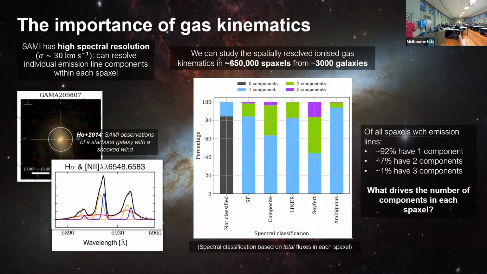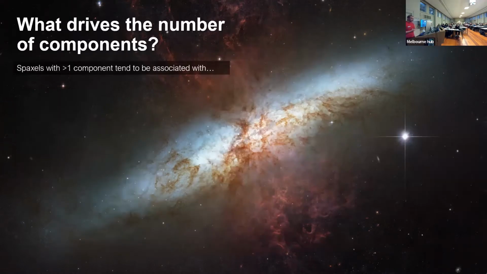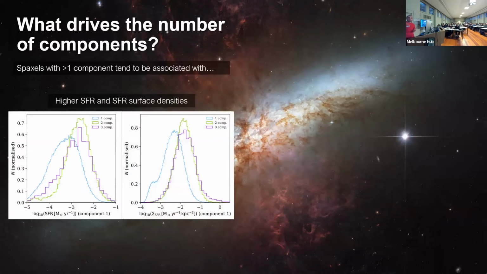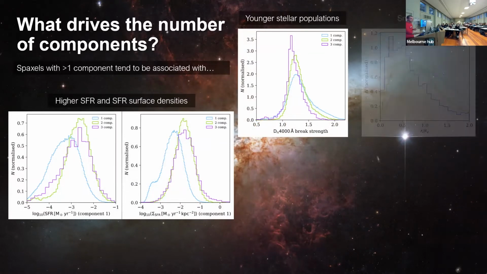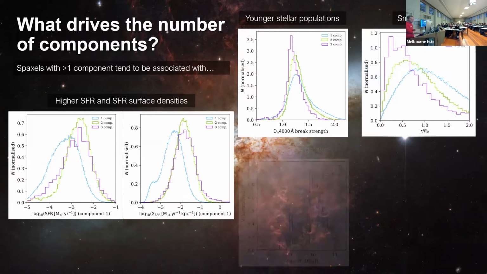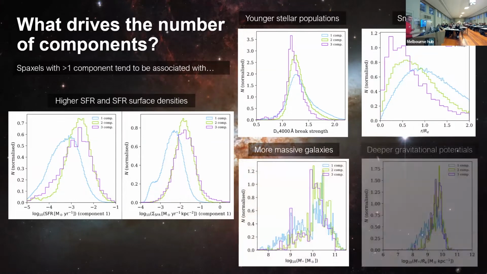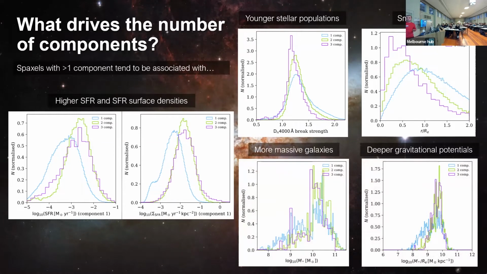And so then with the sample, we can then ask questions such as what actually drives the number of components that we observe in each spaxel? So spaxels with more than one component tend to be associated with higher star formation rates and star formation rate surface densities. They also tend to be associated with younger stellar populations, which we can infer by looking at the D4000 angstrom break strength. They tend to be located at smaller radii, and they also tend to be found in more massive galaxies and galaxies with deeper gravitational potentials, which we can estimate by looking at the stellar mass divided by the effective radius. However, the most stark offset here is in the star formation rate surface density.